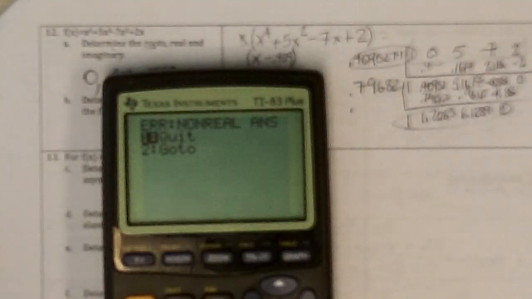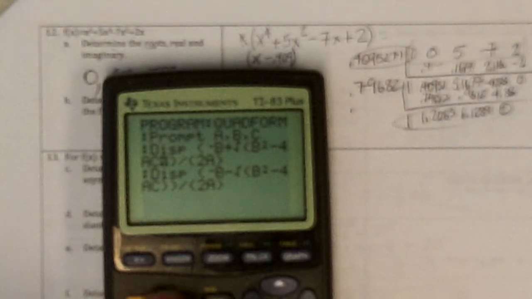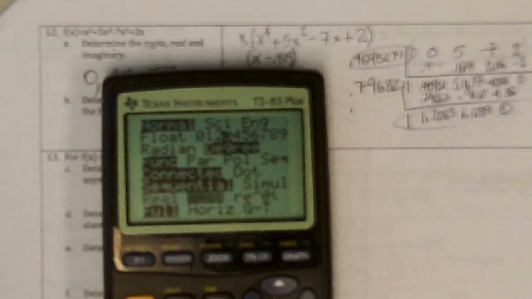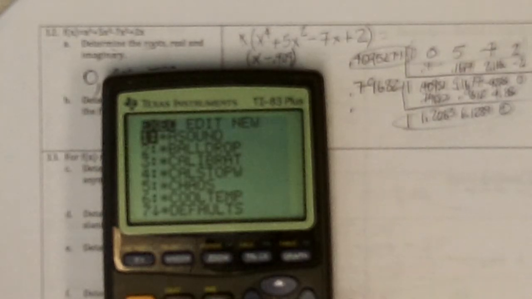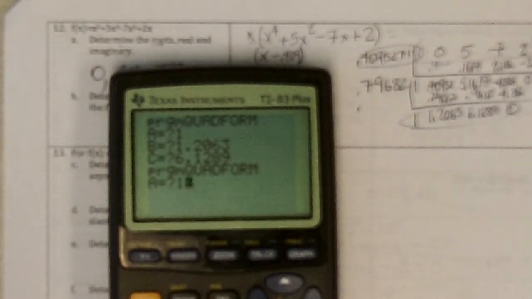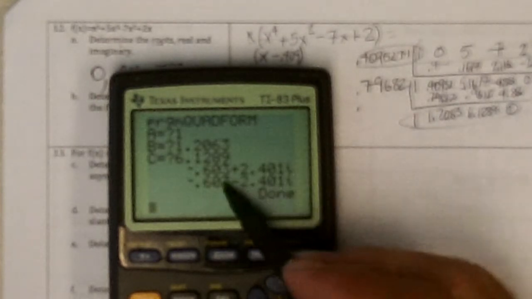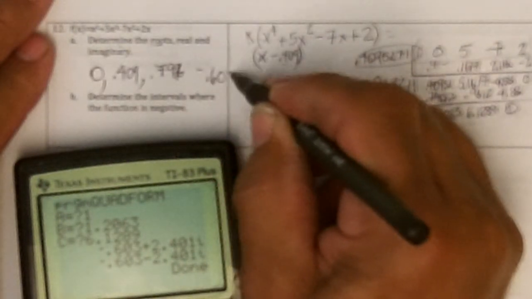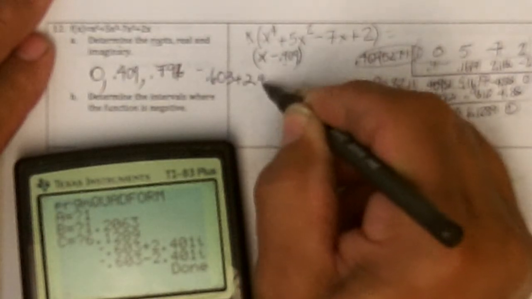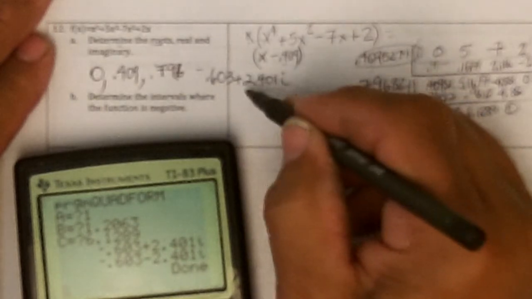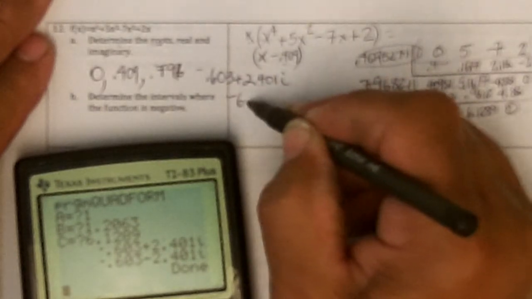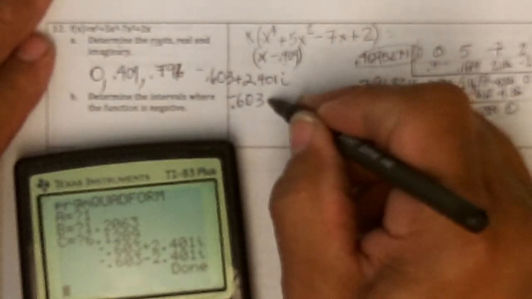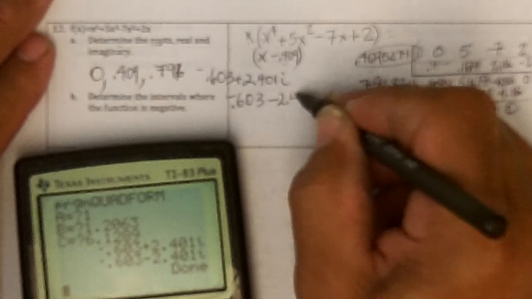So to get the imaginary ones, I'd have to go to mode and turn on A plus BI, and now program, quadratic formula, do it again, 1.2063 and 6.1289, and I get negative 0.603 plus 2.401i, and with a minus on it, plus and minus there, negative 0.603 minus 2.401i.